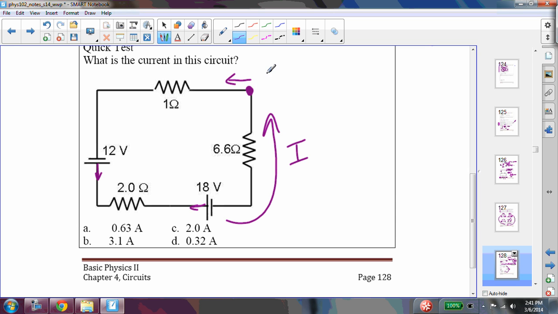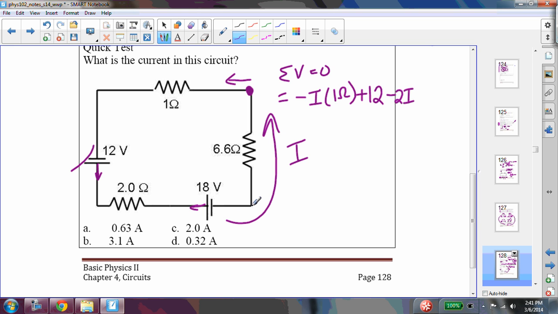So here, I'm going to go through, and I'm just going to sum up all the potentials. I'm going to apply the loop rule, and that should equal 0. So my first one here, I have negative I times R. That's negative I times 1 ohm. Here, I have a positive change in potential, so I have plus 12. Here, I have minus 2I. All right, that's 2 ohms times I.